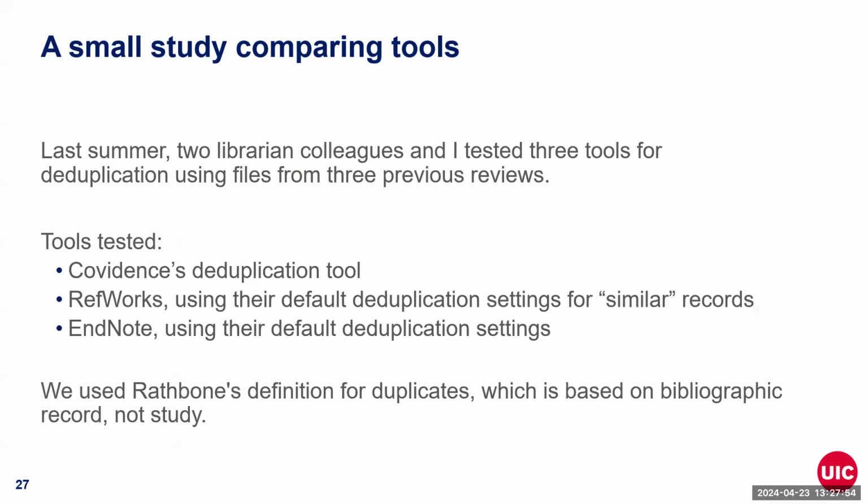We get a lot of questions from faculty asking which tool should we use, and how do they compare? So for our own interest, last summer, two librarian colleagues and I tested three tools for deduplication using files from three previous reviews. We had all of those records prior to deduplication, so we asked, what would have happened if we used these tools?